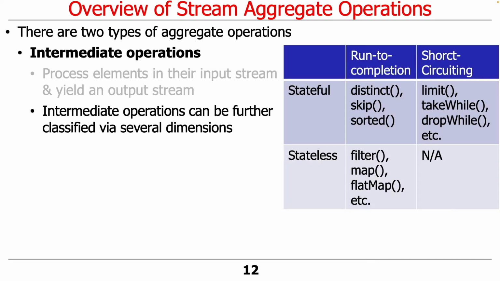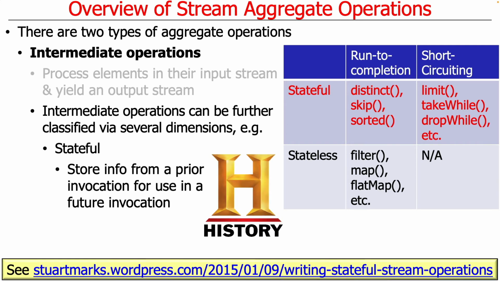You can classify intermediate operations in a couple of different ways. And think of it like a fourfold table where you have an x-axis, which are run to completion and short-circuiting, and a y-axis, which is stateful and stateless. And then the various operations that Java streams define are binned into those different parts of that little matrix.